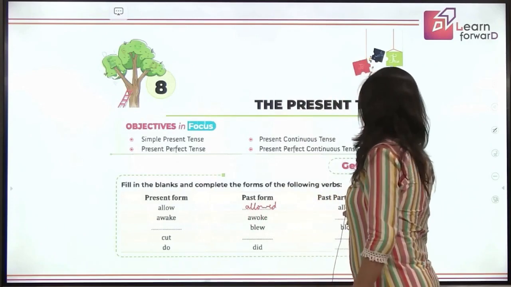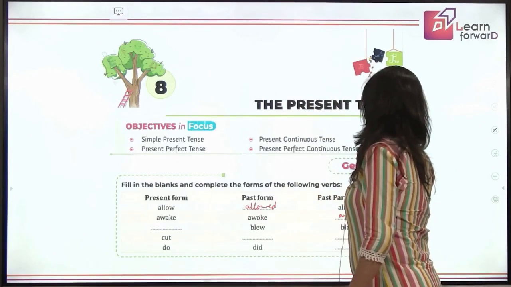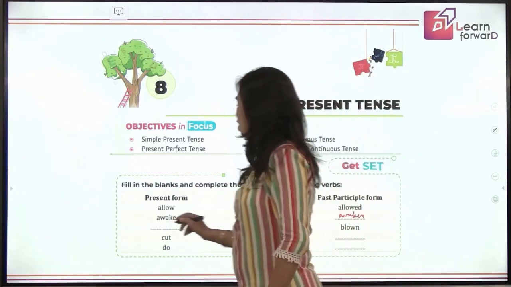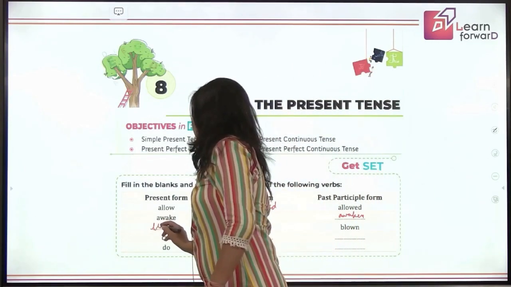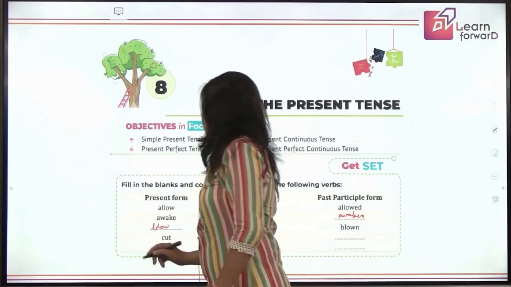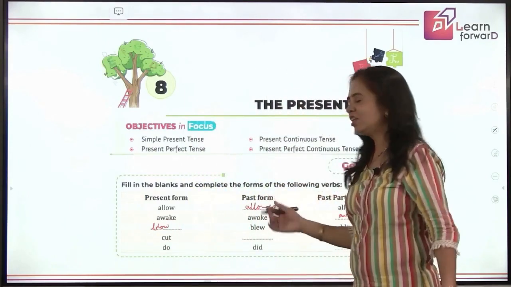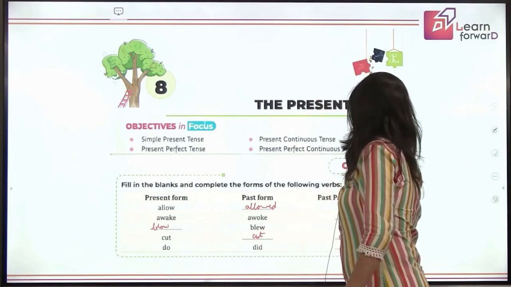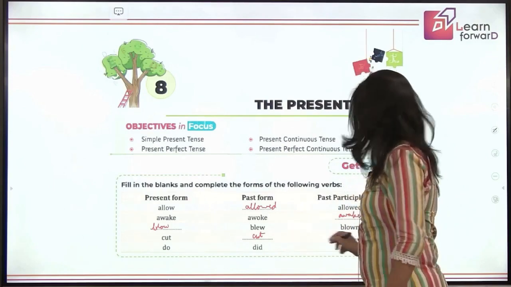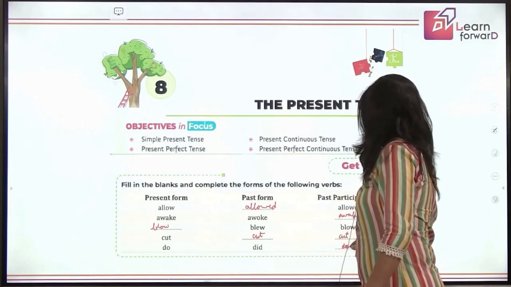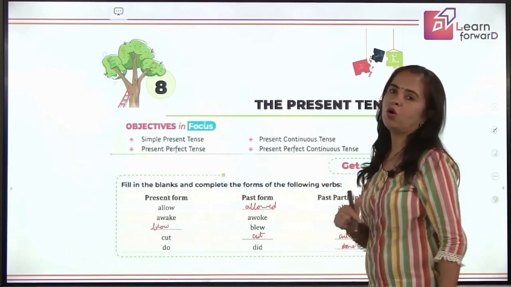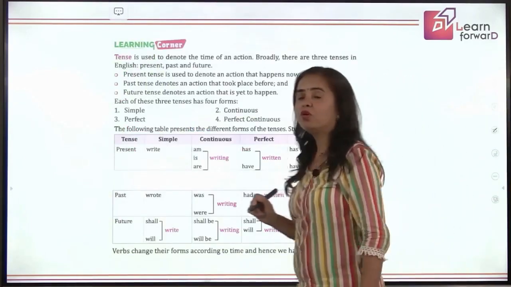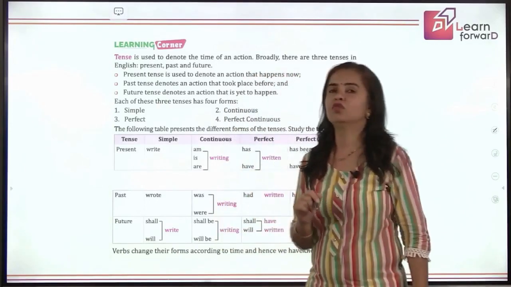Awake, awoke, awoken. Yes. Next. Blow, blown. What's the first form? Yes, that's perfect. This is blow. Next, cut. All the three forms are the same. So cut, cut, cut. And the last, do, did, done. That's perfect, children. You remember all the three forms of verbs, and you need them for all your tense structure formation, right?